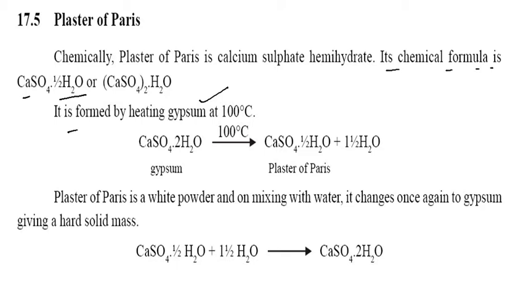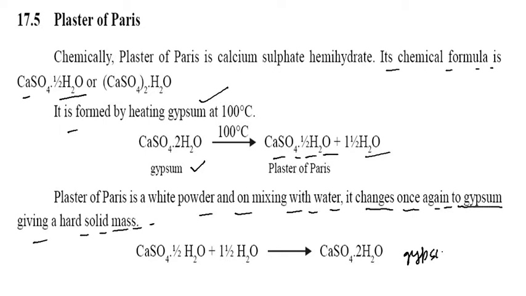We get it by heating gypsum at 100 degrees C. Calcium sulfate 2H2O is the formula of gypsum. When it is heated at 200 degrees C, it forms calcium sulfate hemihydrate, and that is the plaster of Paris. Plaster of Paris is a white powder, and on mixing with water, it changes once again to gypsum, giving a hard solid mass. The reaction is calcium sulfate half H2O plus 1½ H2O, so it forms CaSO4 2H2O, the gypsum. And that is the plaster of Paris.